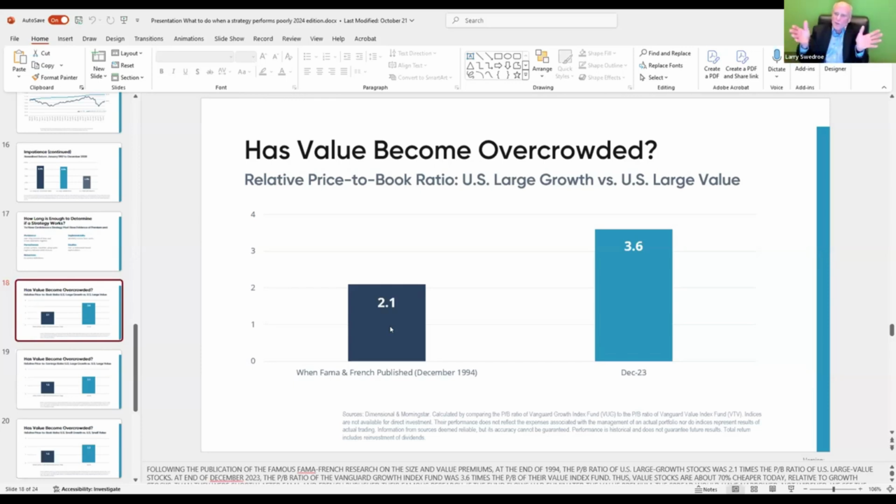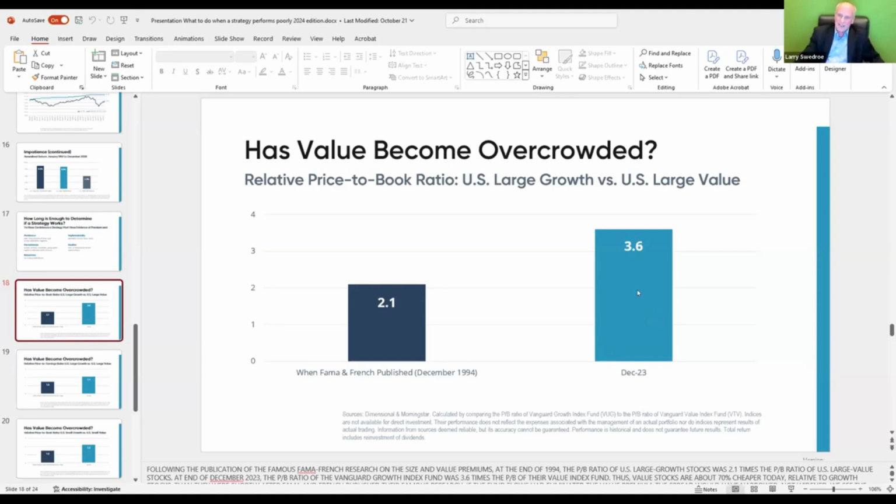They would have narrowed, because money would have come into small value, pushing valuations up, and would have left large growth to buy small value, right? And their valuations would have come down. Instead of, say, a 10 PE for small value and 20 for growth, it may be 12 and 18, or 15 and 16.